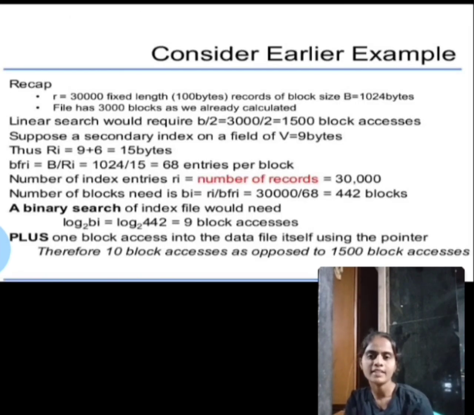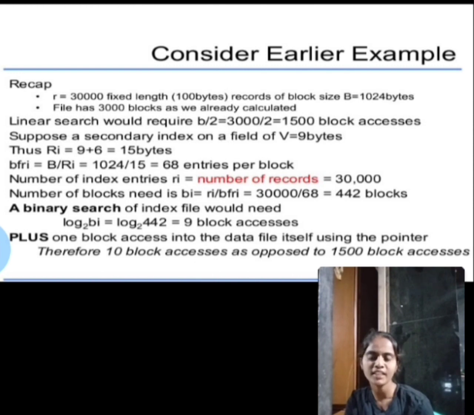Consider the earlier example. Recap: R equals 3000 fixed length records, block size B equals 1024 bytes. The file has 3000 blocks as we already calculated. Linear search would require B/2 equals 3000/2 equals 1500 block accesses.